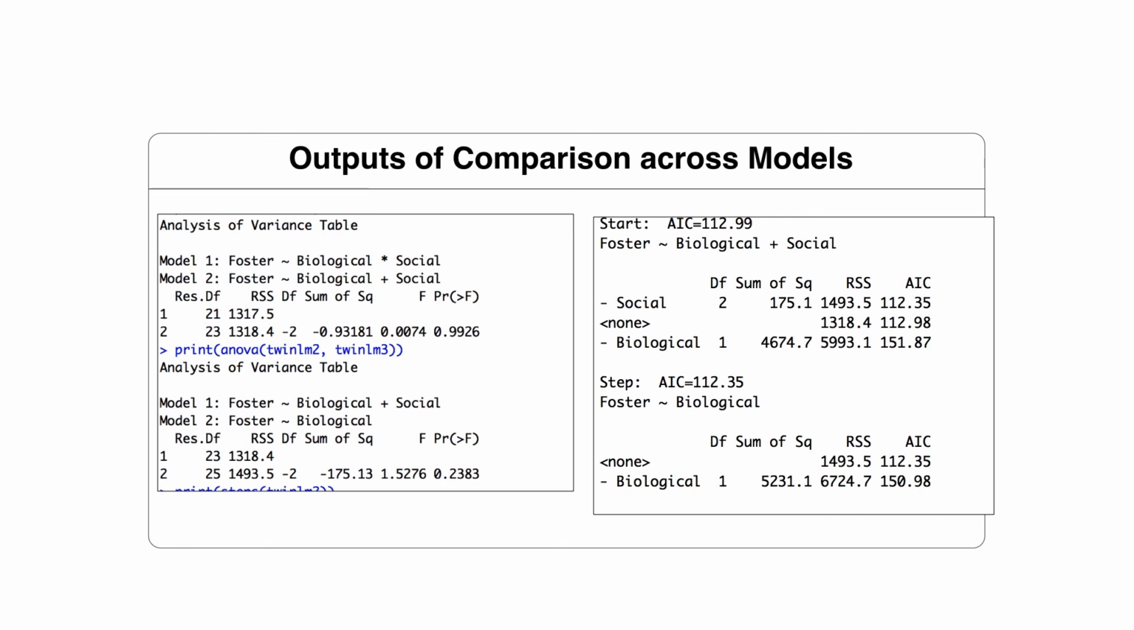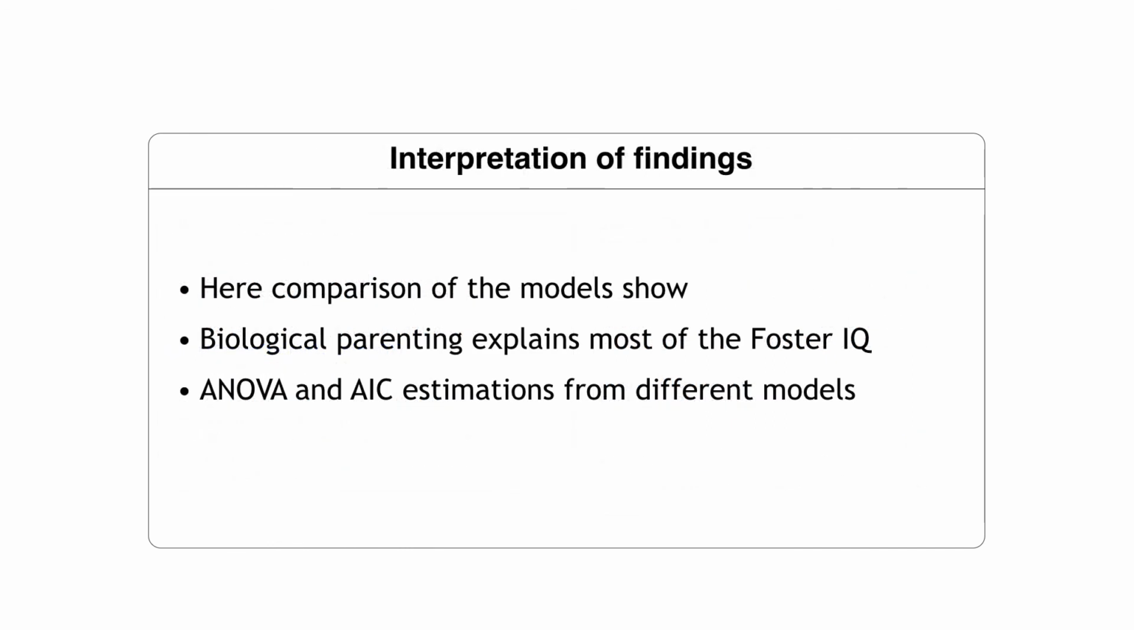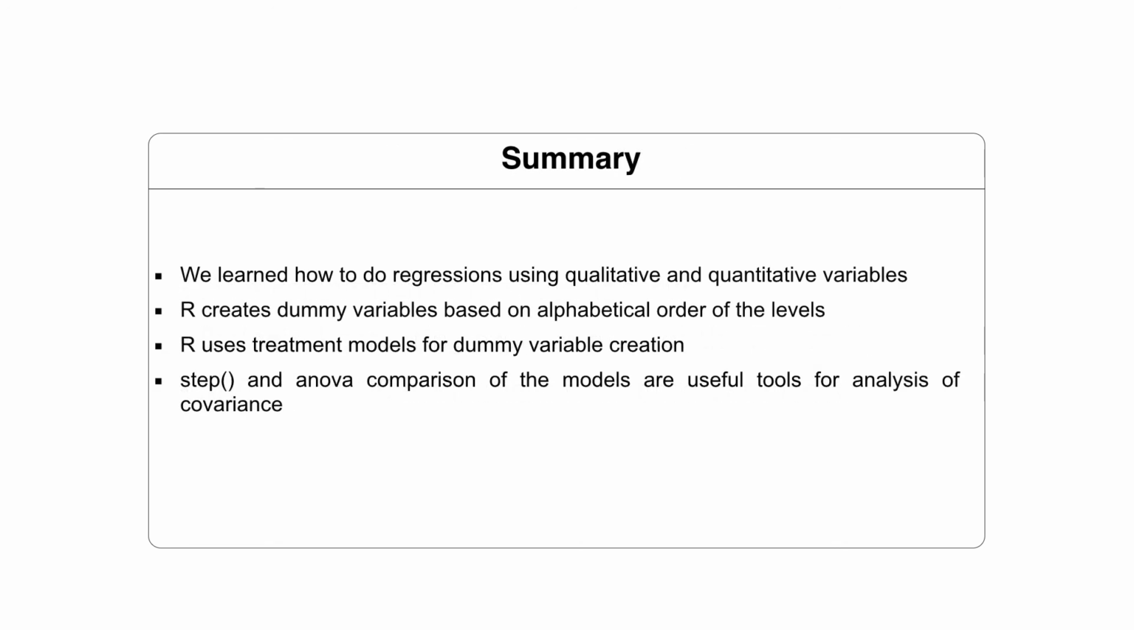So the importance of this is that by using these different kinds of models and modeling strategies, you can make comparisons across the models, something that will not be captured by R-squares alone. So as we have seen, the comparisons of the models show that biological parenting explains much of the foster IQs, and ANOVA and AIC estimations from different models help us to compare the models one with the other. So this kind of helps us to run through the whole run-up of the different types of models.